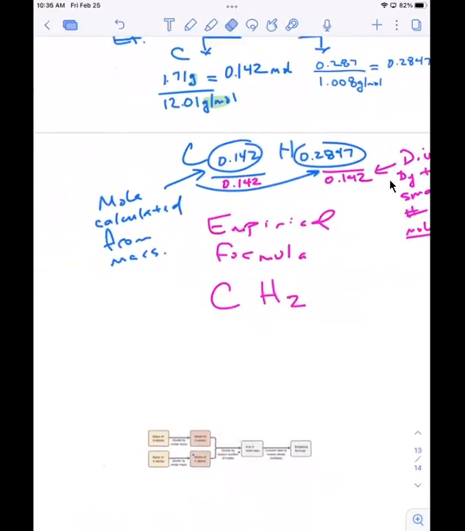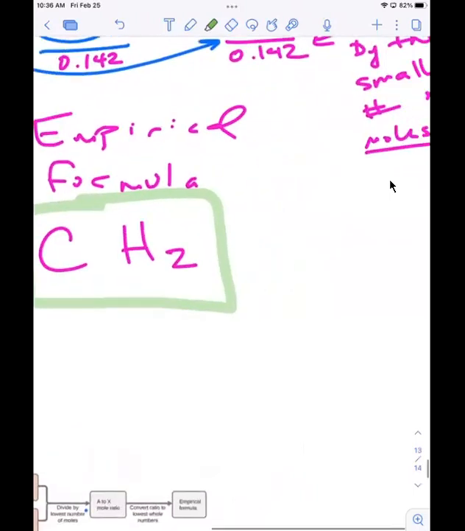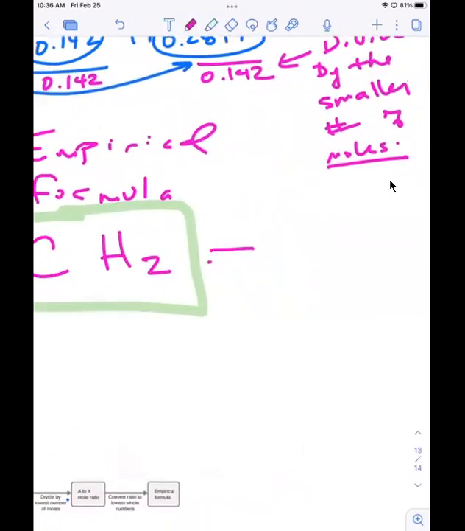This is not the molecular formula. So we don't know the total formula. There's a way to calculate that we're going to do later, but not right this second. But right now, this is the empirical formula. Remember we did this on the last exam. What does it tell you? It's reduced. It's the reduced form.